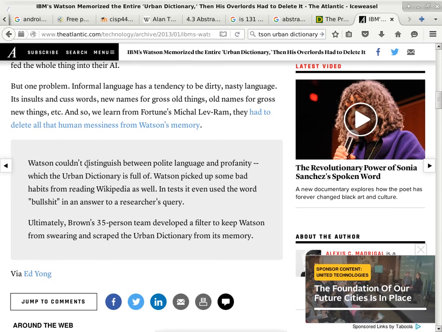Right there, Watson couldn't distinguish between polite language and profanity, which the Urban Dictionary is full of. Well, that tells you something about, when someone says, oh, you're quite urban. So what does it mean to be suburban now? Apparently it's bullshit. Below urban? I'm sorry? I said apparently it's bullshit. Oh, bullshit.